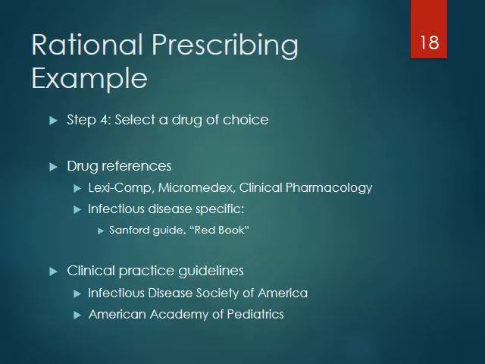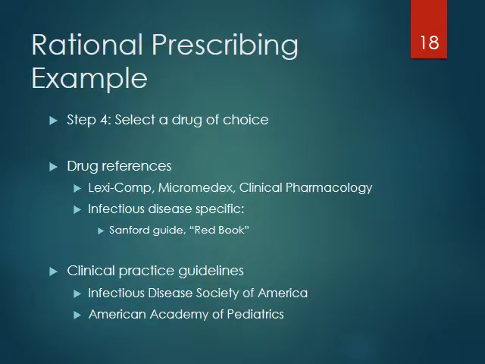But in this case, if we're looking for infectious disease knowledge specifically, you can use things like the Sanford Guide, or we can look at the Red Book. Red Book is specifically an antibiotic guide for pediatric patients. And you can use these guides to say, okay, I've got my diagnosis. What do I think are the most likely pathogens? What are the most likely antibiotics to cover this?